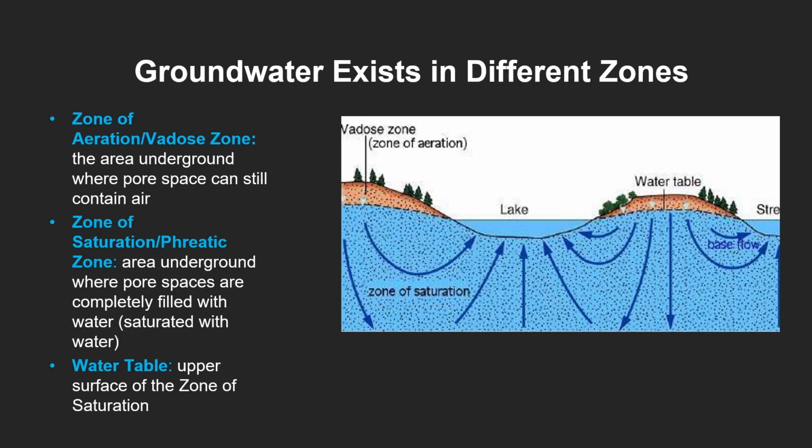Let's define these zones more clearly. The vadose zone, or zone of aeration, is where water can still drain downward under the pull of gravity. The saturated zone lies below it, where water is held in place by pressure and fills all available pore space. The boundary between them is the water table, which rises or falls depending on precipitation, pumping, and other environmental factors.